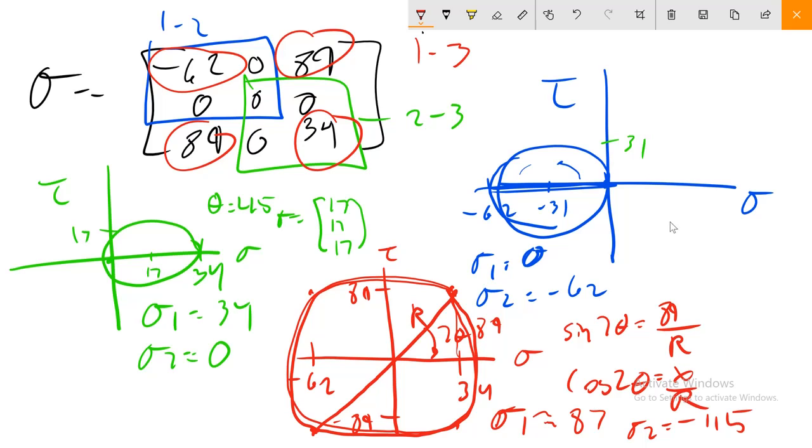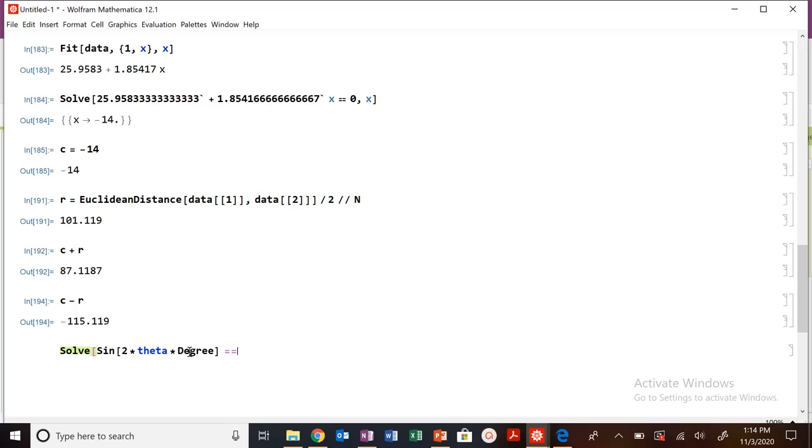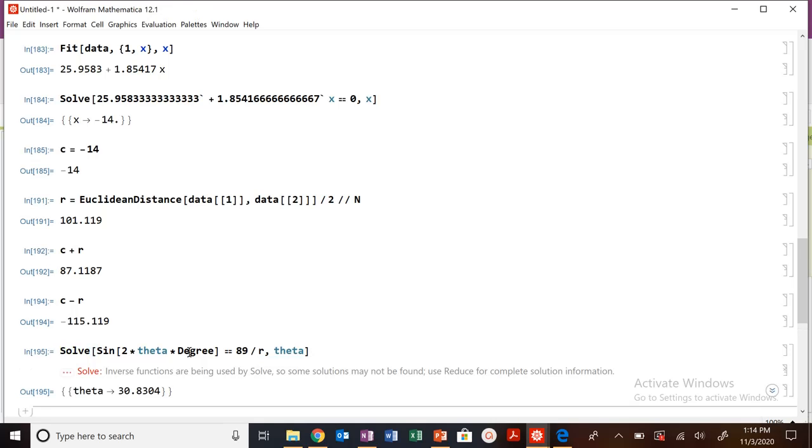And then now I could solve, again using my radius, sine of 2 theta. Solve for sine of 2 times theta, and I could do it in degree mode, set equal to 89 divided by my radius. So solve for theta. Get that value, 30.84.